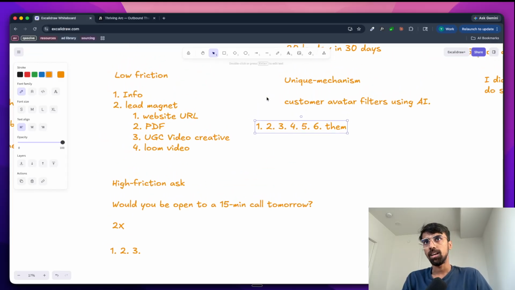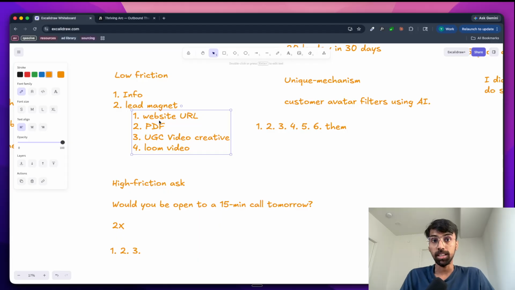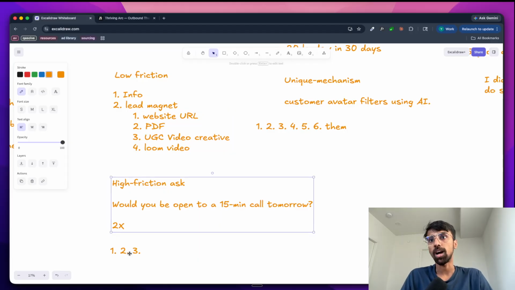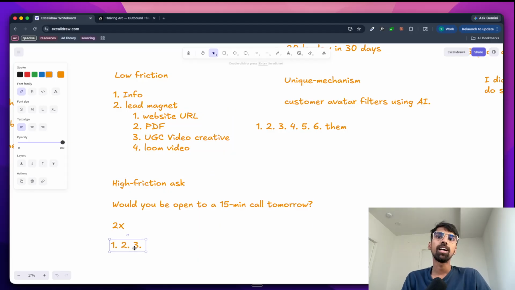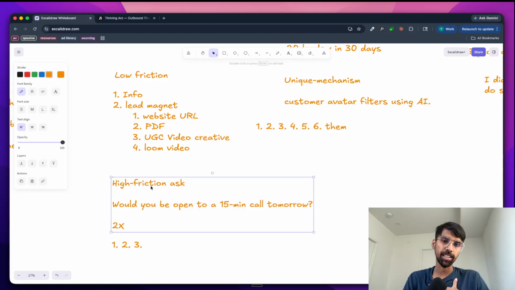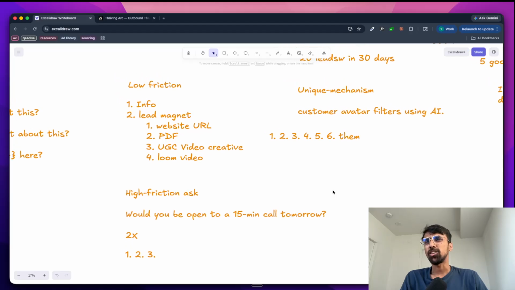Obviously, a low friction ask is way easier to convert, and a high friction ask is worse to convert. But I always try to do high friction ask for myself and my clients, because I have this unique way of writing emails. I'm pretty good at writing emails at this point, and it's become quite easy to step into the prospect's shoes and understand exactly what they will reply to, and they end up replying. So yeah, you can try both of these.